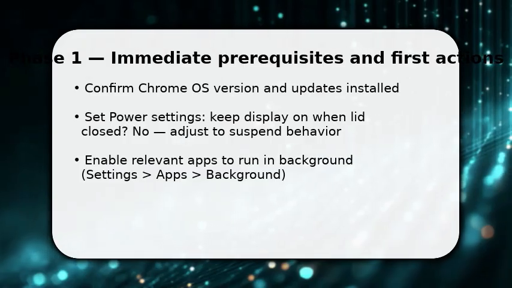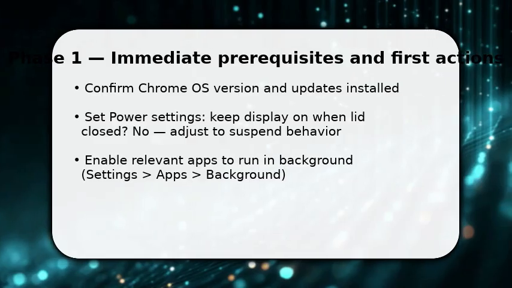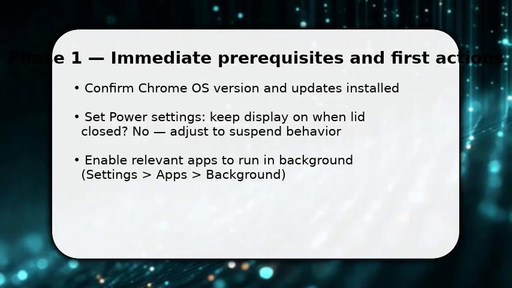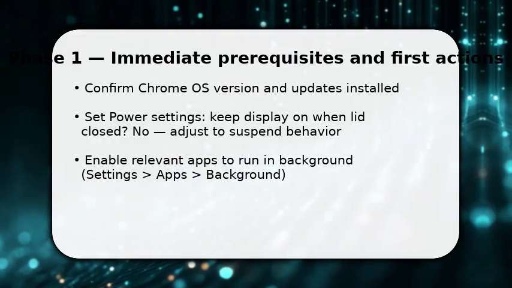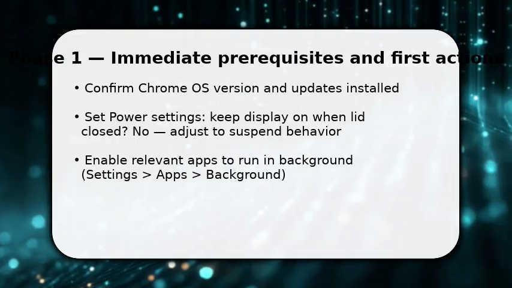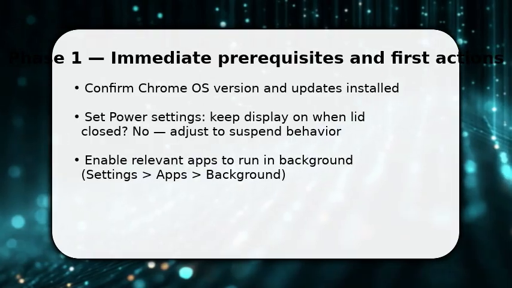You begin by checking Chrome OS and permissions so you control what happens when the lid closes. Open Settings, then About Chrome OS to confirm updates. Once updated, go to Device Power to view lid behavior.